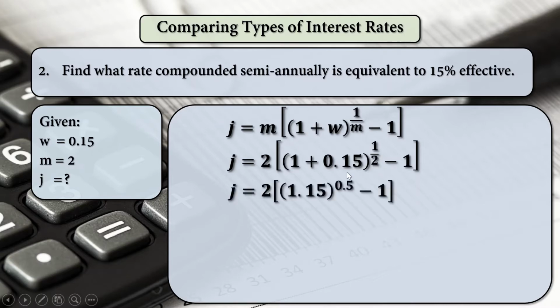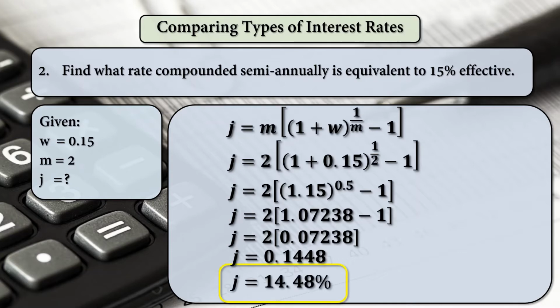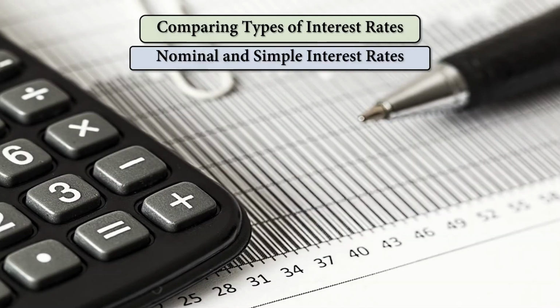So 1 plus 0.15 is 1.15, and 1/2 is of course 0.5, and raising this to the exponent, 1.07238 is the result. Subtracting 1, that is 0.07238, and then multiplying by 2, that is 0.1448, times 100 for the percentage form, that is 14.48%.